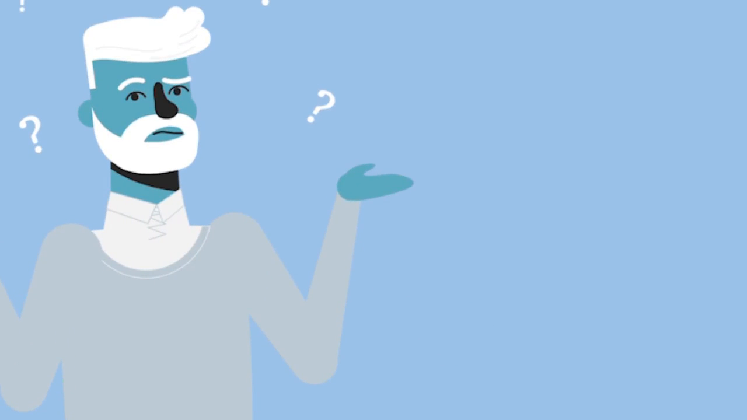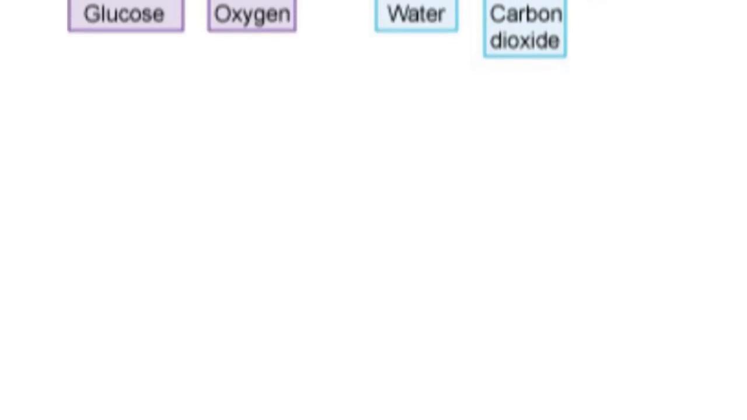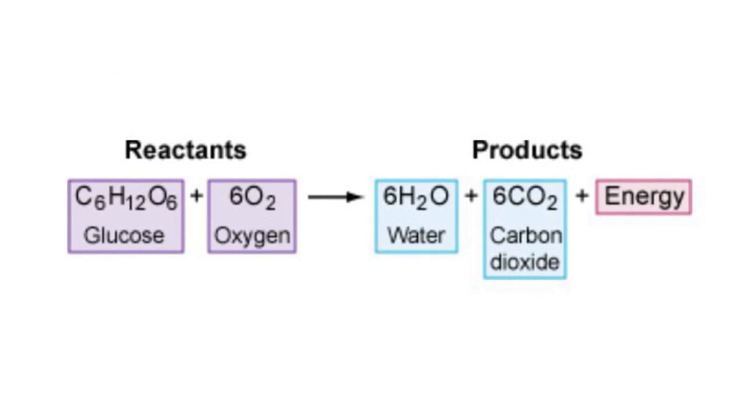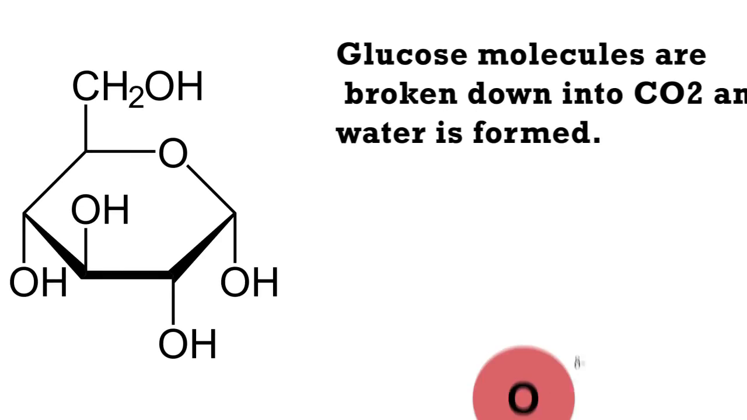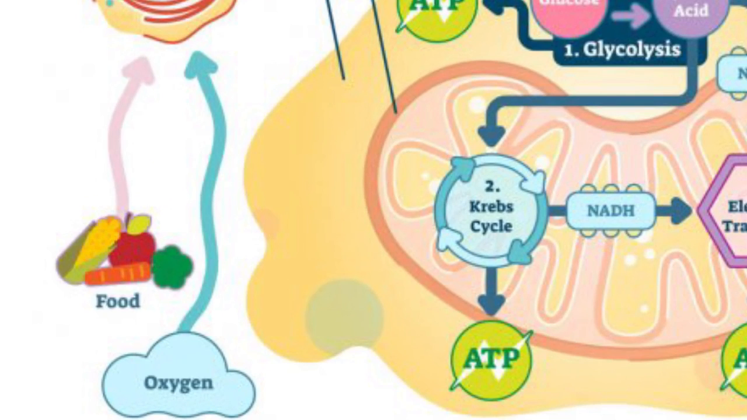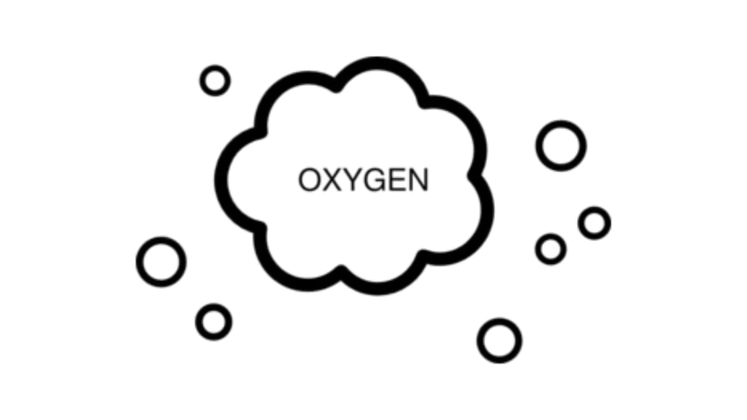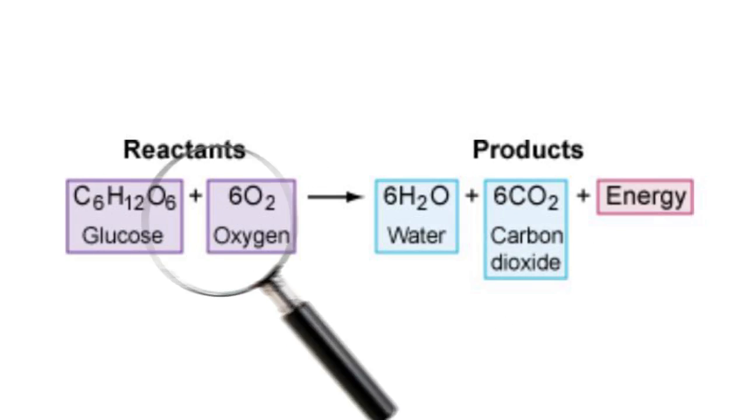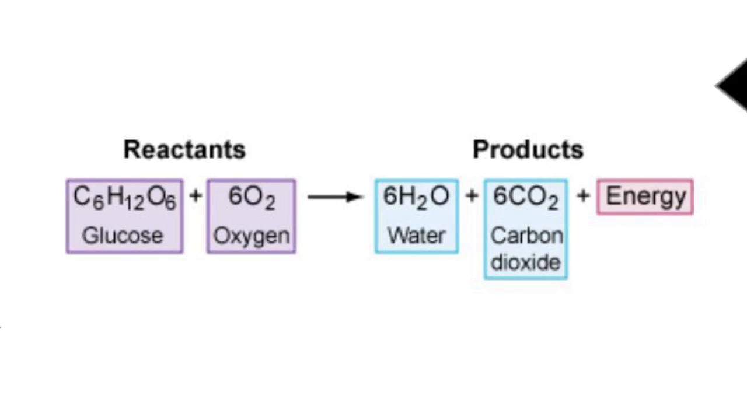So, how do glucose bonds turn into molecules to build ATP, also known as energy? This is where the equation for cellular respiration comes in. This equation summarizes the chemical reactions in cellular respiration. Glucose molecules are broken down into CO2 and water is formed. However, oxygen is also needed in cellular respiration, meaning it is an aerobic process. What is an aerobic process? It is a process requiring the presence of oxygen. If you look closely, you'll notice this equation is the exact opposite of photosynthesis. The reactants and products are switched. The reactants for one are the products for the other.